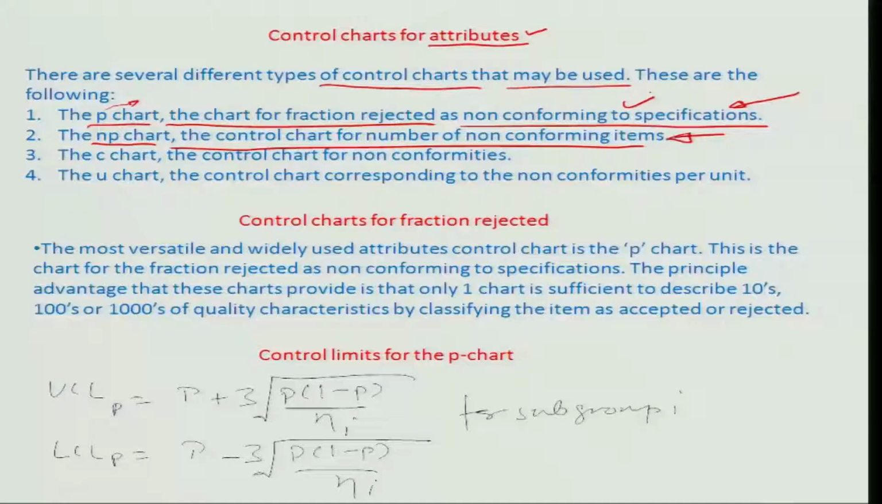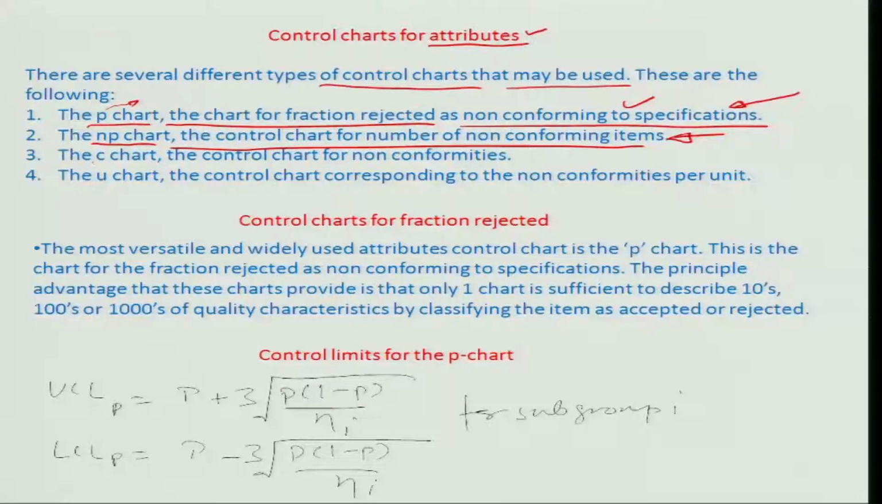And the NP chart is in terms of the number of non-conforming items. That is, in a lot of, let us say, 1000, if the P is about 20%, then 200 of the 1000 are rejected because of non-conformance to specification. If you plot that NP value, that becomes the NP chart.